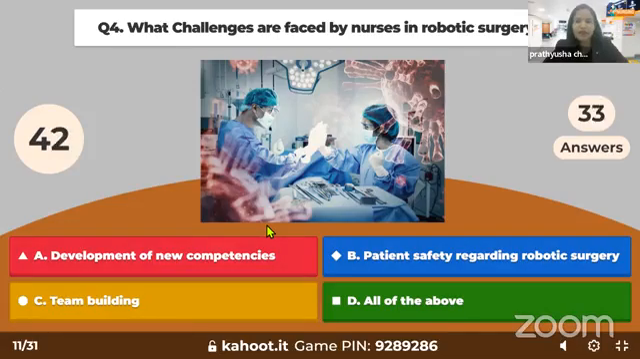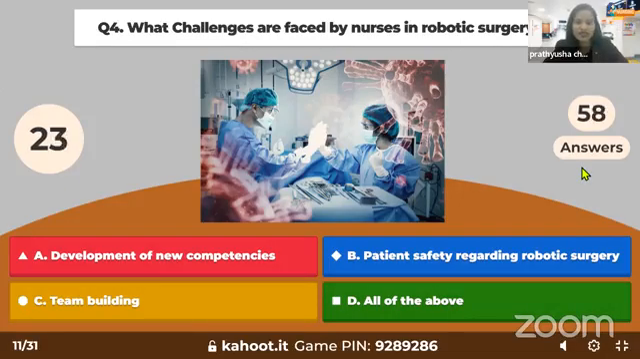Option B, patient safety regarding robotic surgery. Option C, team building. Option D is all of the above. What do you think most of the challenges faced by the nurses in robotic surgeries will be? We have got 55 answering. Still, people are answering more.